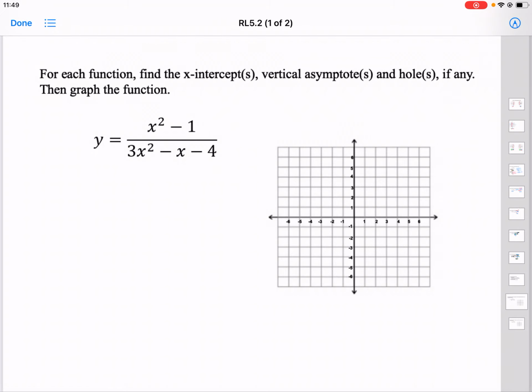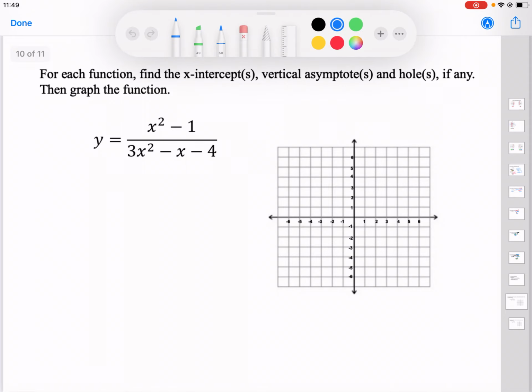So we're going to go ahead and just do two more where we actually graph those pieces of information. So we're actually not graphing the actual function, just those pieces. So for this one, we're going to go ahead and still find the same information.